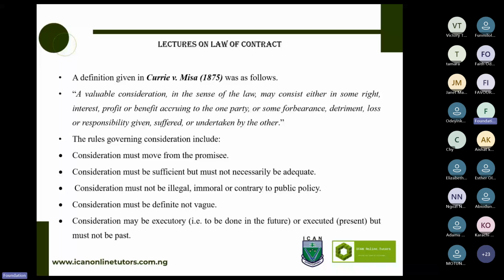Now, consideration must be executory. May be executory, may be executed, and must not be past consideration. So there's what we call past consideration. But before we go there, consideration to be executory means, after a certain thing has been completed, you will pay the money in the future. Executed means after completing the project, you make payments.